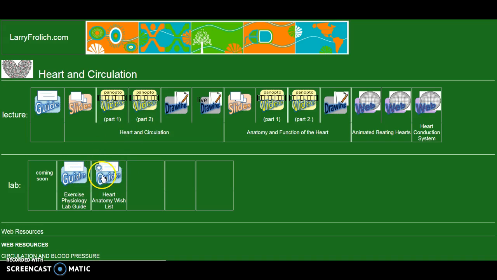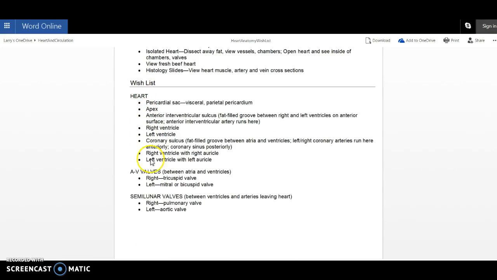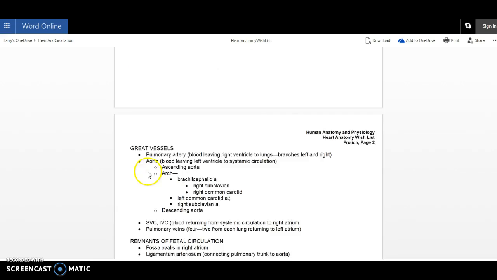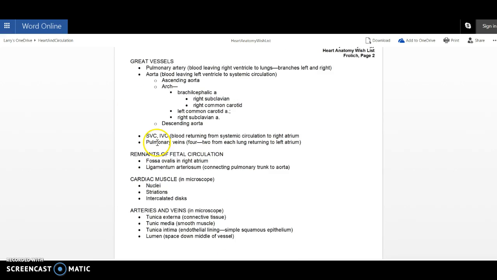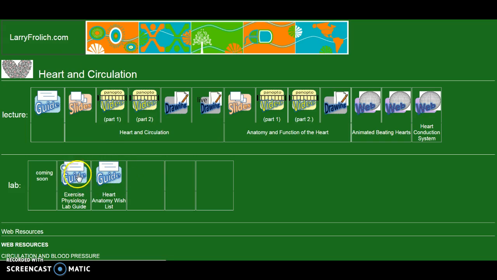This is where you're going to look at the heart anatomy wish list, and you're going to draw all of the structures on this wish list, from the heart, the valves, and some of those great vessels, and a histological look at cardiac muscle and the arteries and veins. You do not have to do any prep for the exercise physiology lab. We'll do all of that in class.